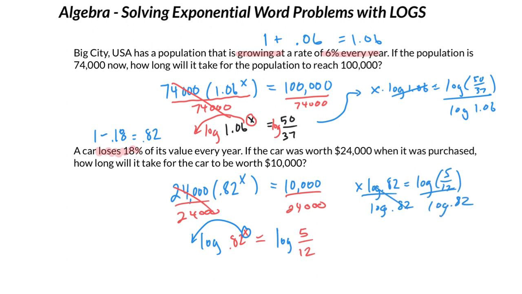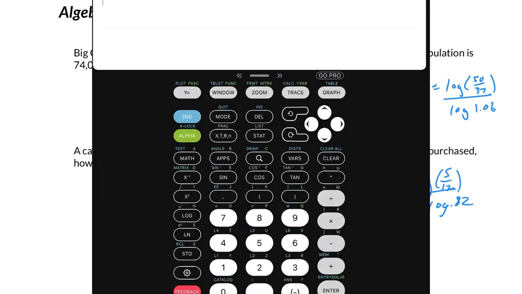And let's type that in. I'm going to once again type this in like I hadn't done any reducing, because sometimes it's good to just get in the habit of not necessarily reducing, just in case you were tempted to do some rounding. So I'm going to divide that 10,000 by 24,000, take the log, and then divide that by the log of my 0.82. So 4.41 years.